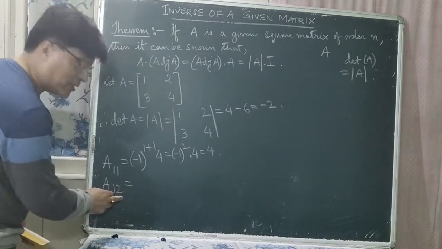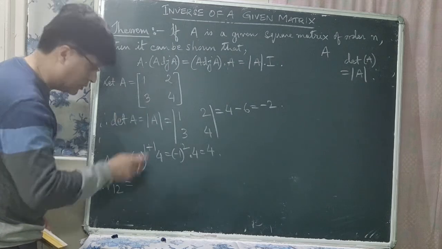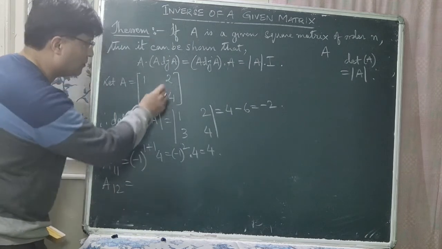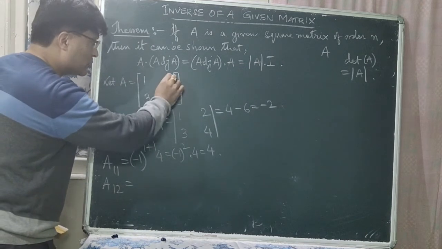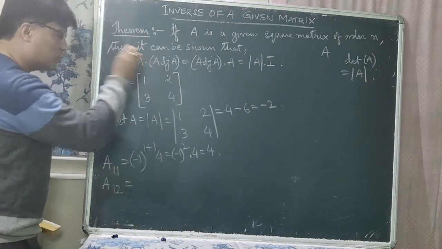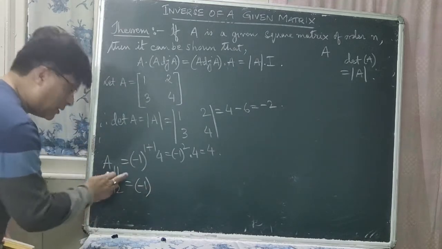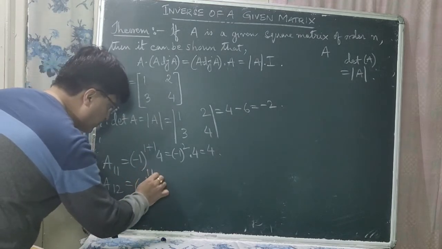Next one is capital A12. You have to find out the cofactor of small a12. That means first row and second column, which is this element 2. That means you have to find out the cofactor of this 2. So how can you get it? You have to consider the sign, minus 1 whole to the power 1 plus 2.